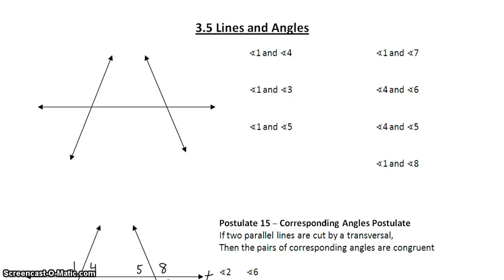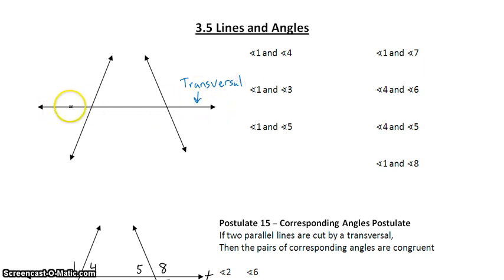In section 3.5, we are going to look at how lines can relate to each other and how those angles that are created relate to each other. In the diagram, we have a line that intersects two other lines. When a line intersects two other lines, it's known as a transversal.